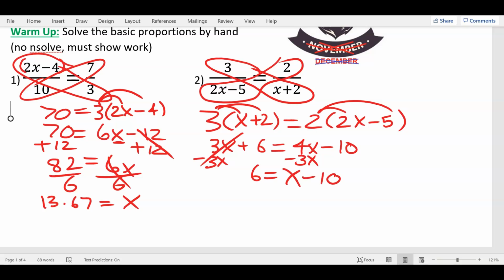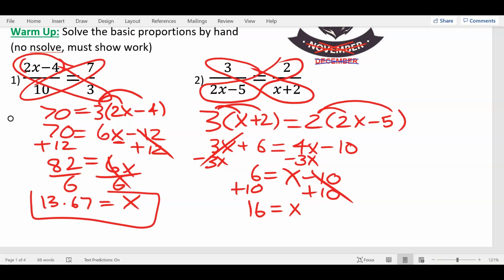Last step. X is already without a coefficient, 1x. I just need to get rid of this loner, minus 10. What's the opposite of minus 10? Plus 10. So I'm showing my work, all the steps, because I want to get all the credit. You know what I'm saying? Opposites cancel out. 6 plus 10 is 16, equal sign, and then x. And that's it. You can flip them around if you want to.